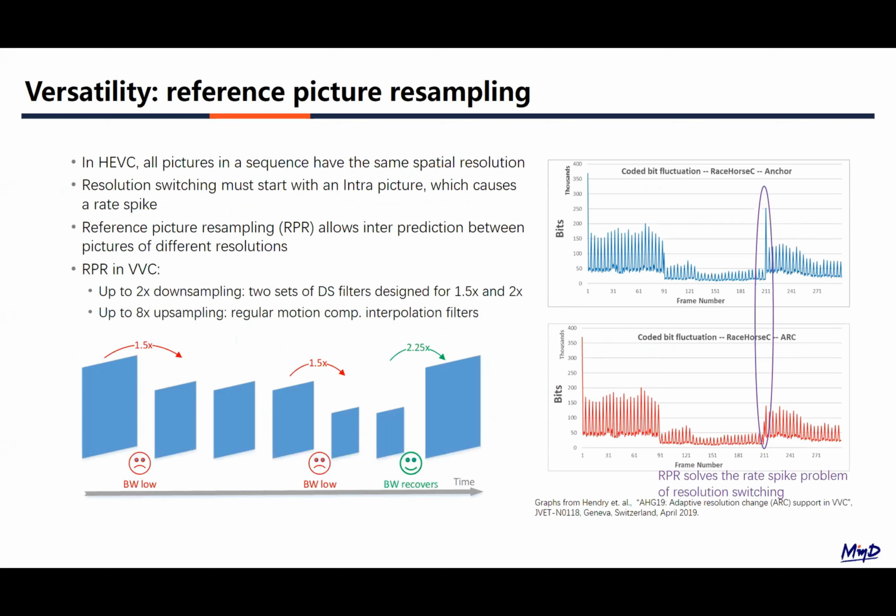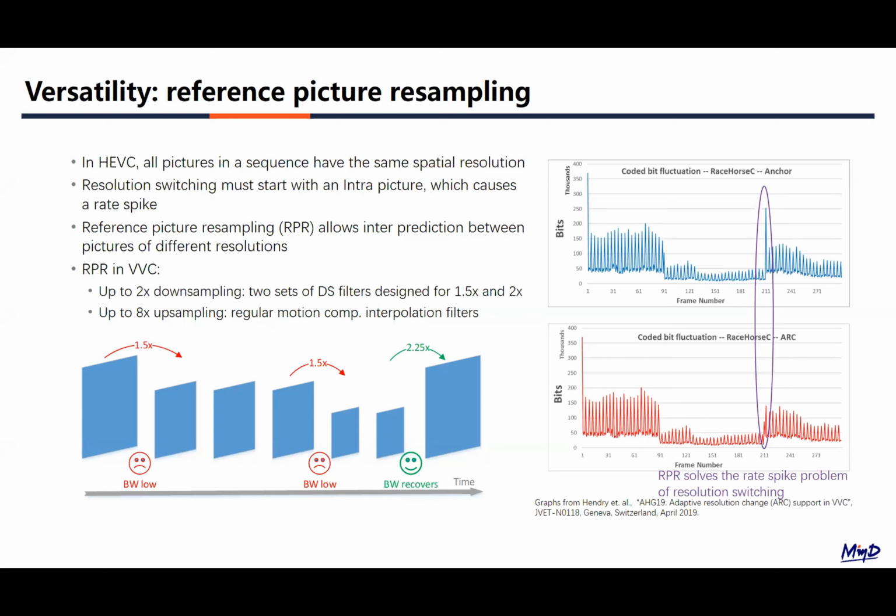So now let's look at some other features, not just different types of video content, features supported in VVC for versatility. In HEVC and also in AVC, all the pictures in a sequence must have the same spatial resolution. If, for example, your bandwidth goes down, you can't send HD, you have to send 540p, you have to start a new sequence that comes with a new intra picture, and that causes a rate spike, which is not desirable.